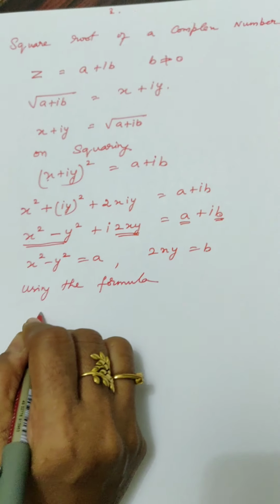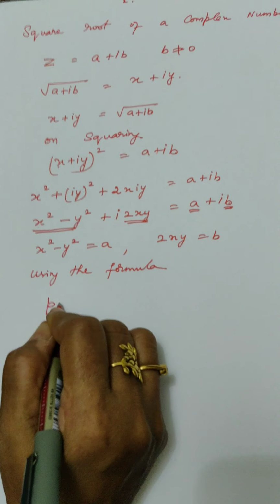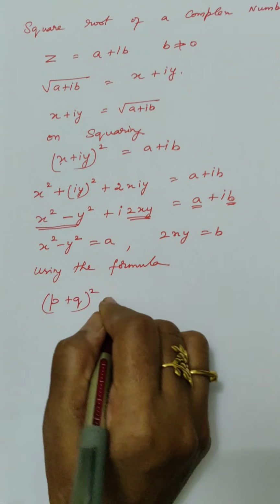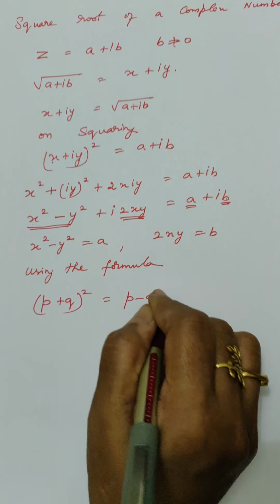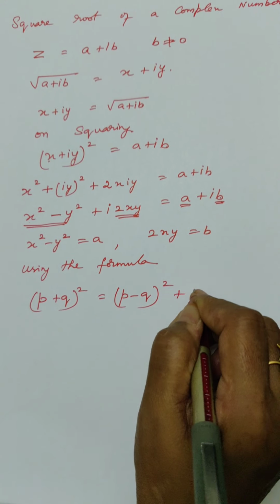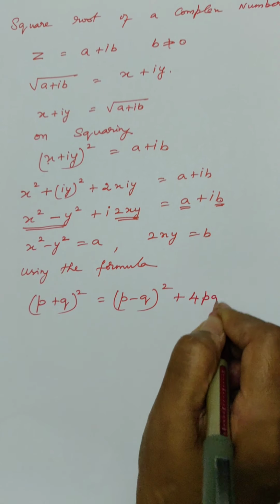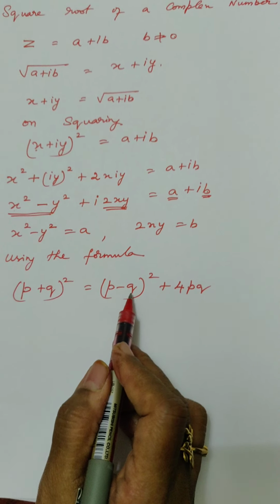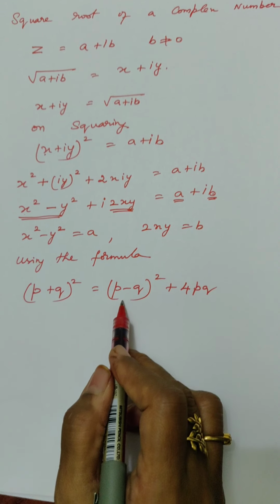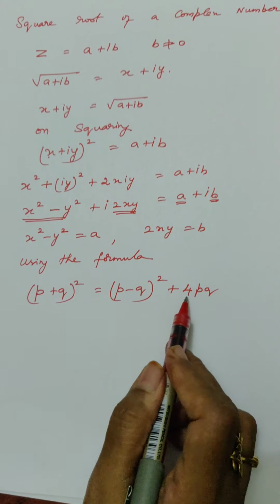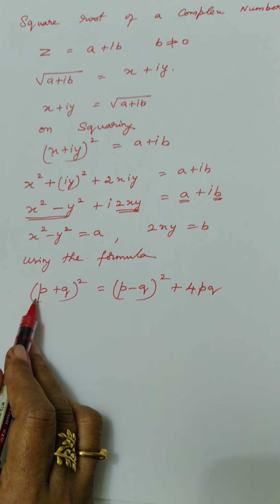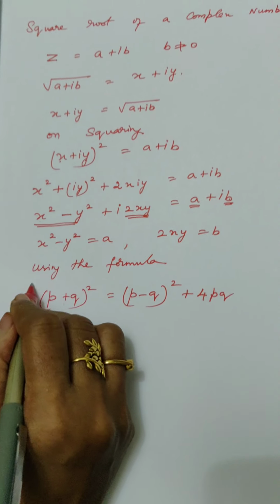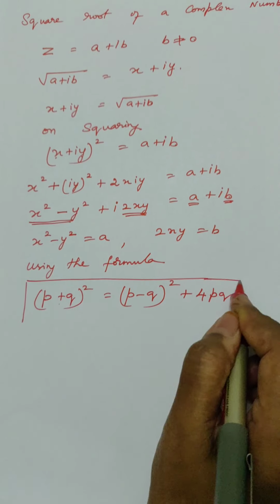Already you heard about this formula: p plus q the whole square equal to p minus q the whole square plus 4pq. Check it. p minus q the whole square is p square minus 2pq plus q square. Here it is plus 4pq. Minus 2pq plus 4pq becomes 2pq. See here, p square plus q square plus 2pq. Already you learned this in your 8th or 9th standard, I think.